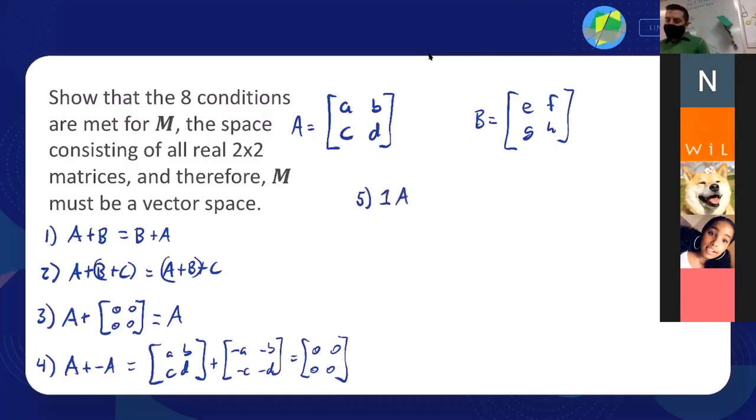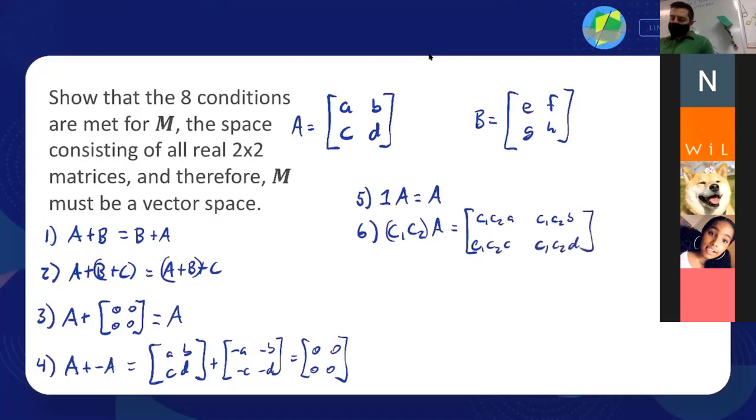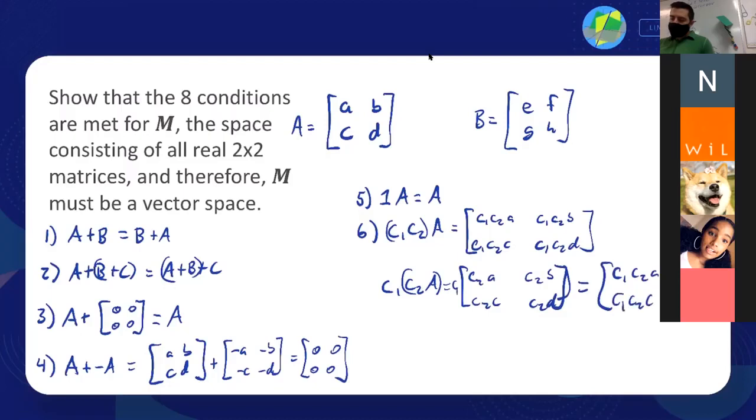Literally the number 1 times A will be A, right? If I distribute a 1 throughout all the components of A, it won't change anything. If I did C1, C2, A, I would get C1, C2, A, C1, C2, B, C1, C2, C, C1, C2, D. Okay, if I did C1, C2, A like this, I'd have C1, C2, A, C2, B, C2, C, C2, D. And then if I did that last distribution, I would get the same thing, right? And so they're the same.